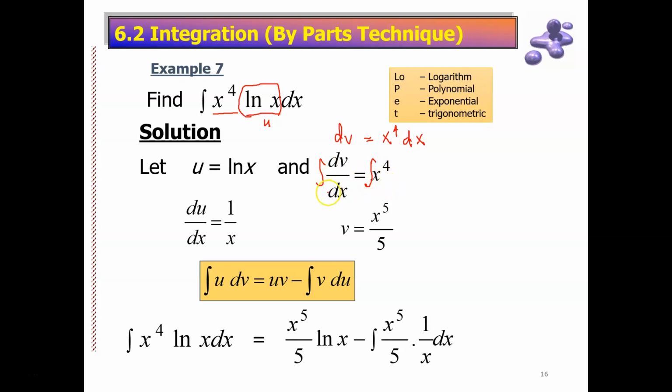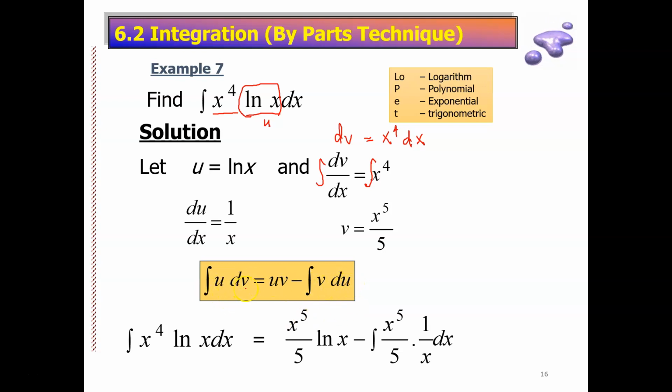Integrate kiri dan kanan. So integrate dv over dx, you get only v. Integrate this part, x to the power of 4, you get x to the power of 5, divide the new power, which is 5. Okay. Now, you have a complete set, u, du, dv, and v. Okay, let's substitute it into this formula, the by-part formula.